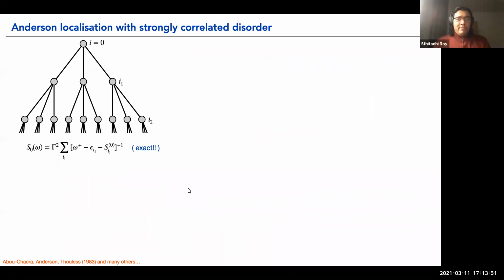But the reason we still study this is because now you can write down the self energy on the tree exactly. This is actually an exact result. There are no higher order terms. But this SI1 with the superscript 0 basically means that it's the self energy of the site I1 with the site I equal to 0 removed. What that means is that SI1 is the self energy of, again, a root site of this subtree.